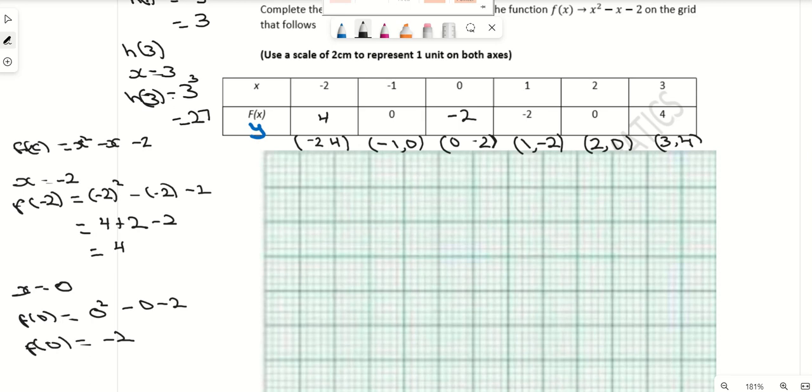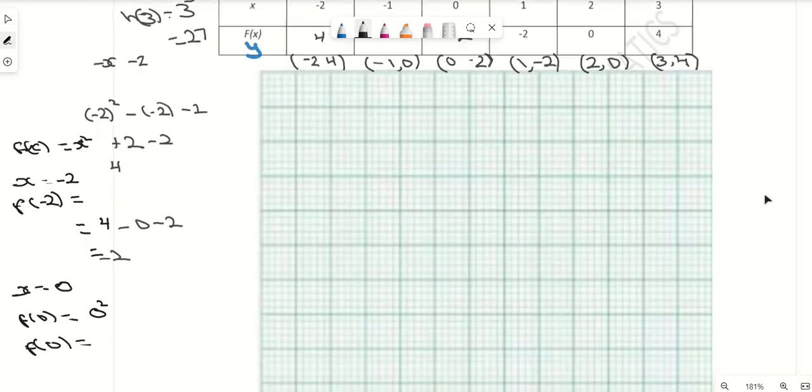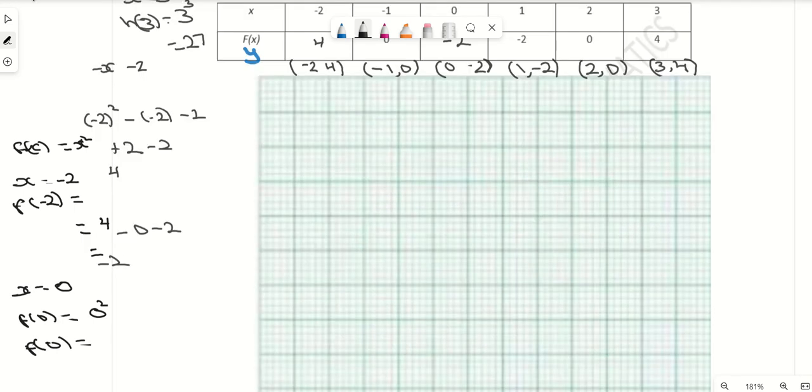Now, if we read this graph, we didn't even need to do a scale because they gave us the scale. Use a scale of 2 centimeters to represent 1 unit. 1 unit, 2 centimeters would be 2 of these, right? We know that this is 1 centimeter. From here to here is 1 centimeter. So when they say 2 centimeters is 1 unit, it's 2 of these is 1, right?